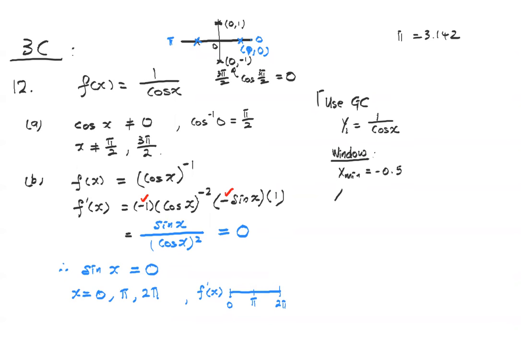Our x maximum, we don't put 2 pi. 2 pi is approximately 6 point something. So instead of putting 6, we put 7, so that I can see the turning point. You understand what I mean? Okay, after I have done that, I go to zoom. Yeah, select zoom fit.